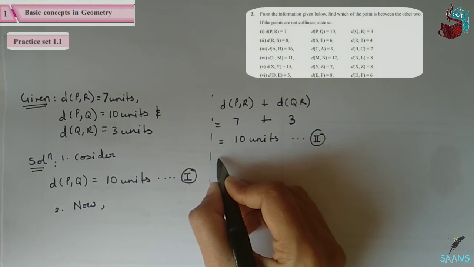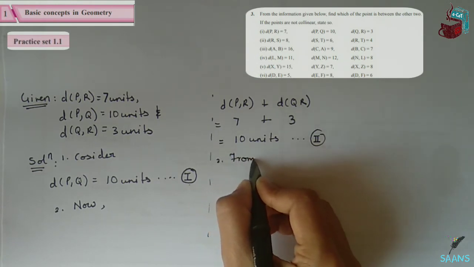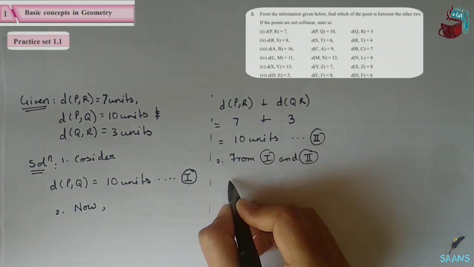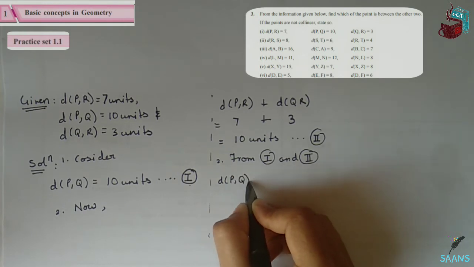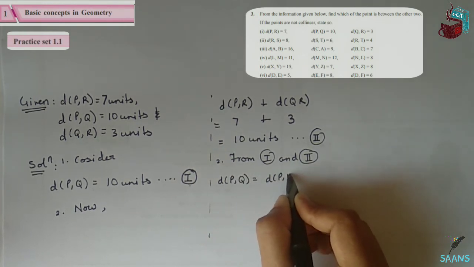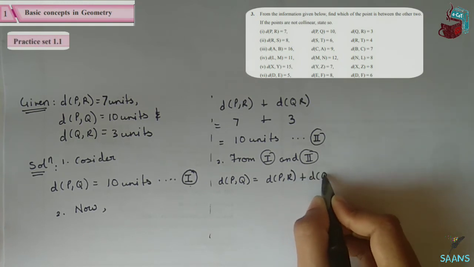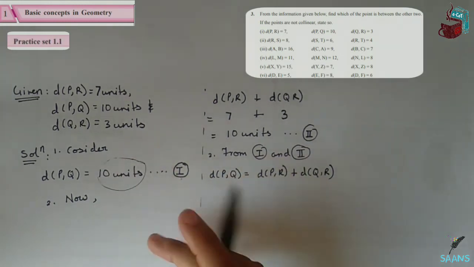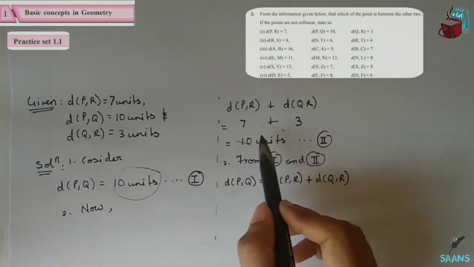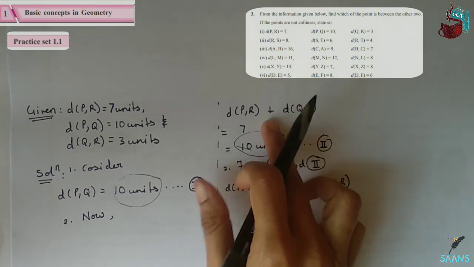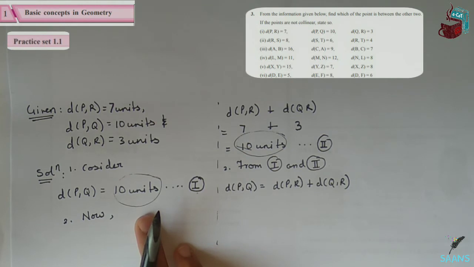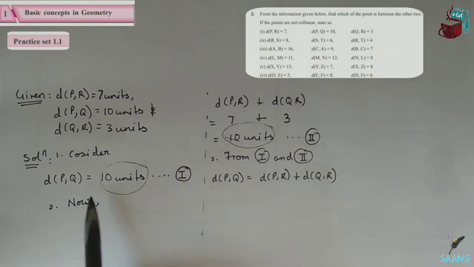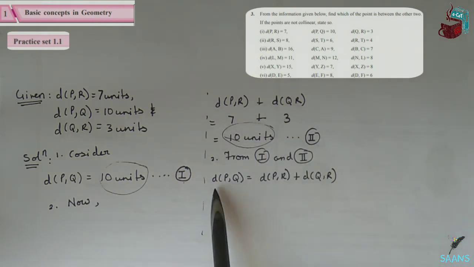So from 1 and 2, distance PQ is equal to distance PR plus distance QR. See, I told you, if both are equal, this is 10 units and this is also 10 units. So the addition of the smaller distances is equal to the biggest distance. Therefore, distance PQ is equal to distance PR plus distance QR. Therefore, all of them are collinear.